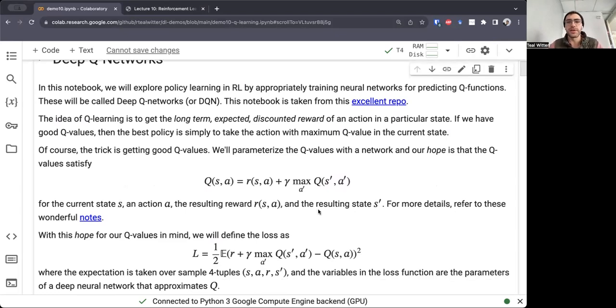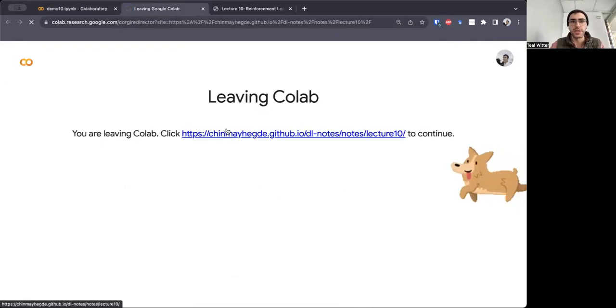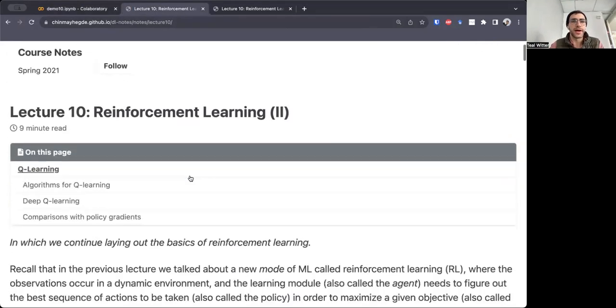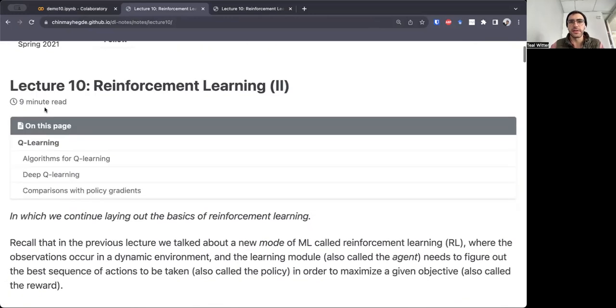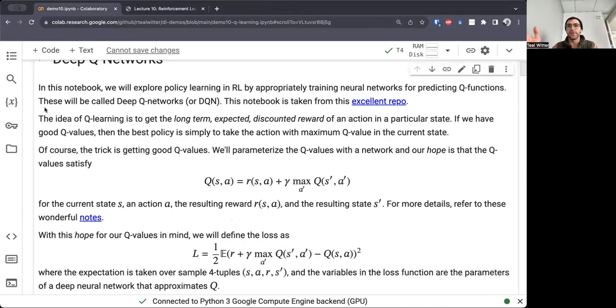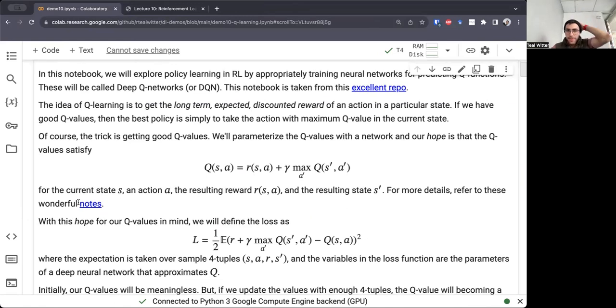If you'd like more derivation of it, I strongly recommend that you check out Chinmay Hegde's fantastic notes, which this class is based on. And it's a 9-minute read and really a lovely introduction. But for now, that's all I'll say about that and the reason we're using Q values.